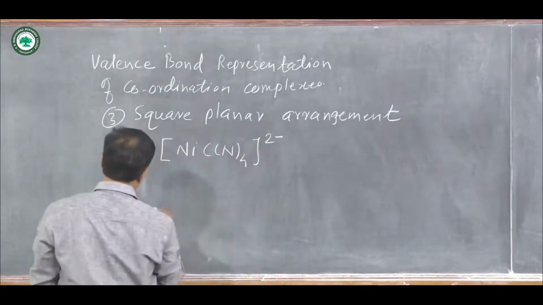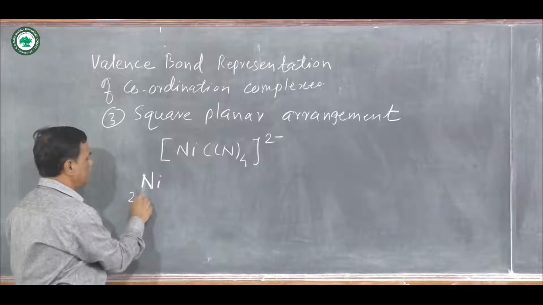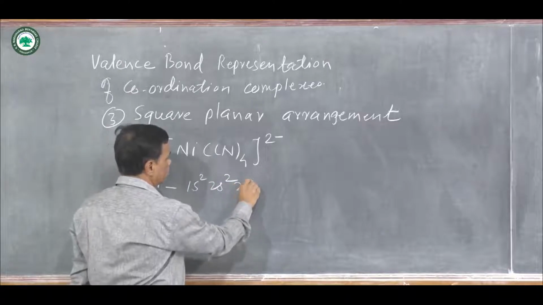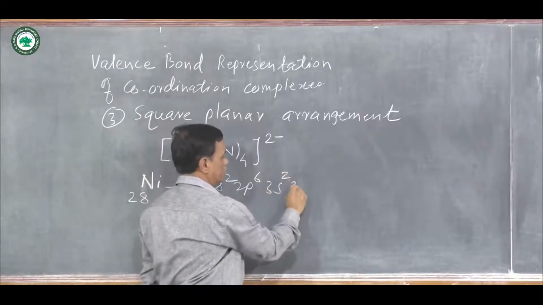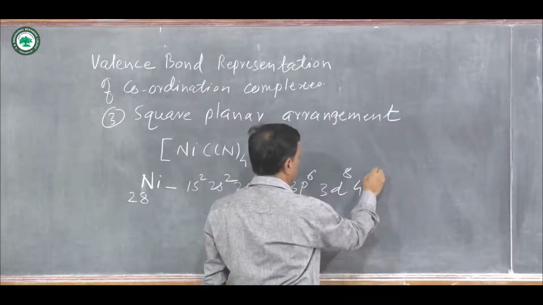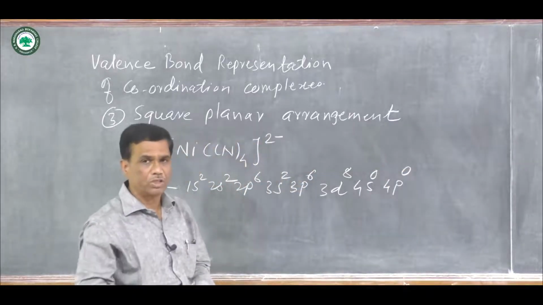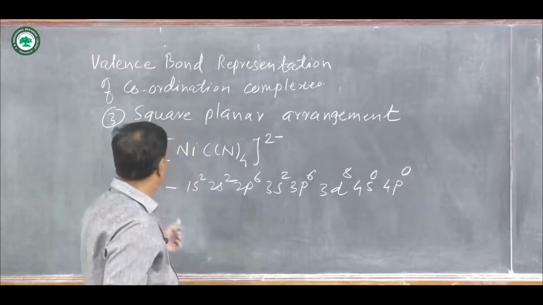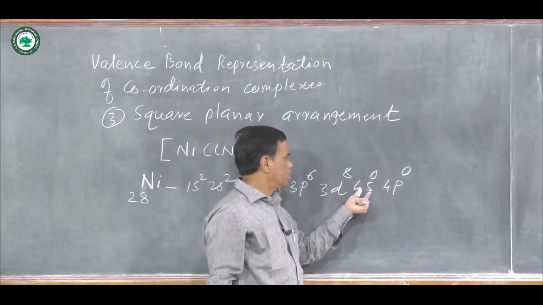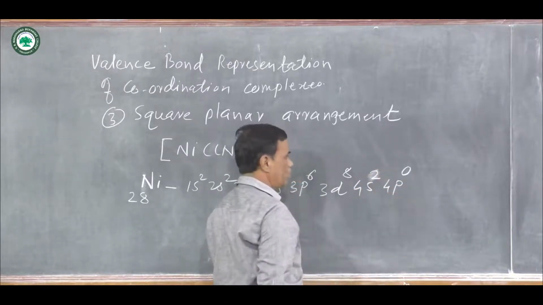In this complex ion, nickel is at the center position. Nickel has atomic number 28 and ground state electronic configuration is 1s2, 2s2, 2p6, then 3s2, then 3p6, then 3d8, then 4s2 and 4p0. This is the ground state electronic configuration for the nickel element having atomic number 28. In 3d there are 8 electrons. In 4s 2 electrons are present, and this is the 4p0.